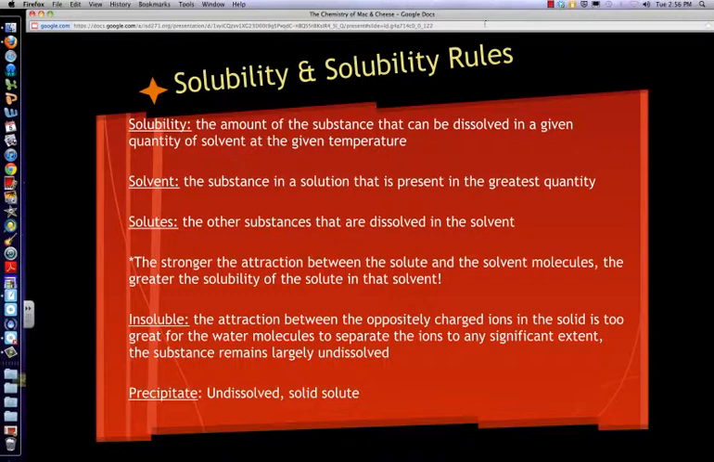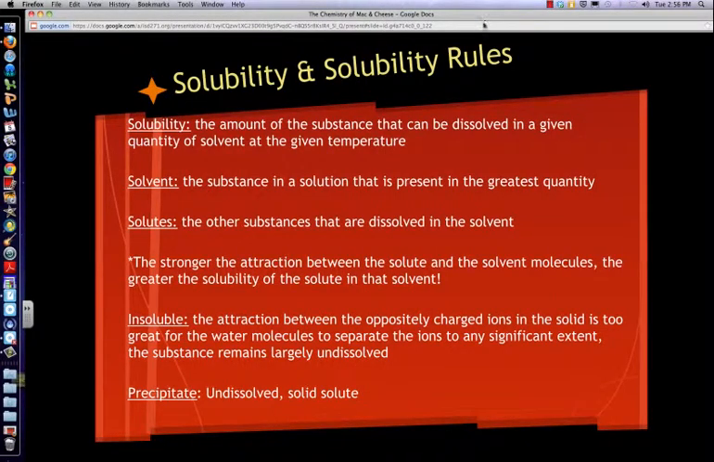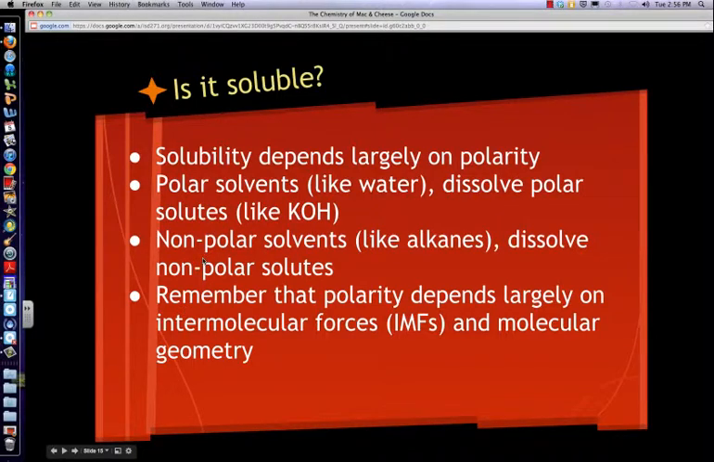Insoluble. An insoluble substance is simply something that cannot be dissolved, and that leads to the formation of a precipitate, which is simply undissolved solid solute. So now that you know some of the terms, you might be wondering, is this substance soluble?